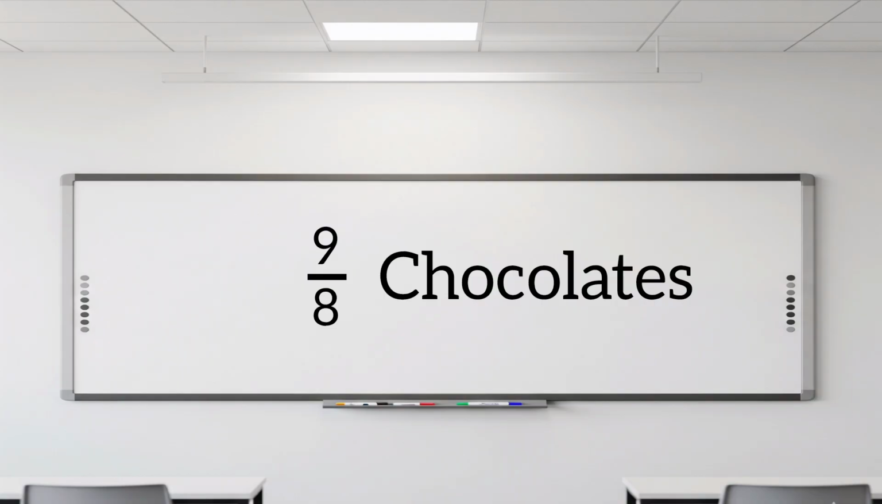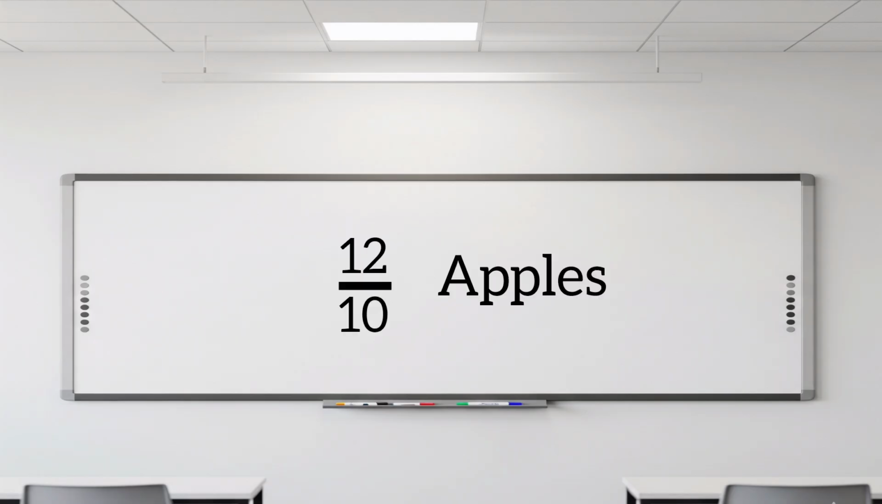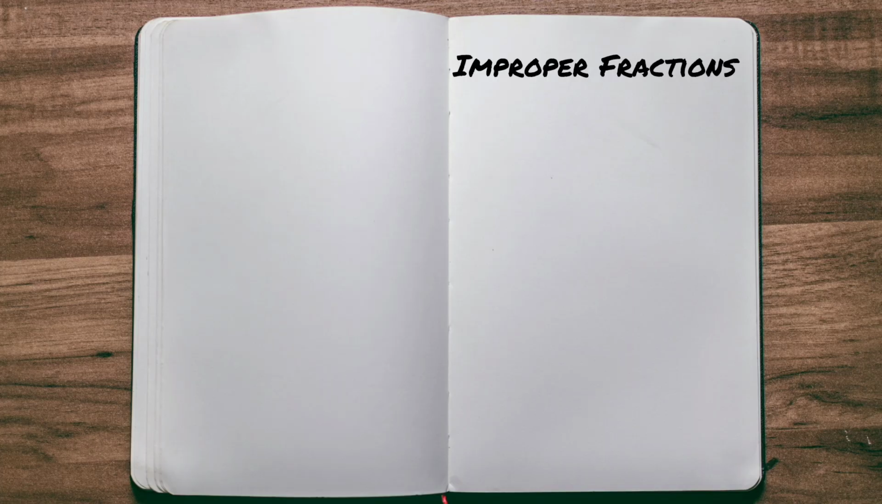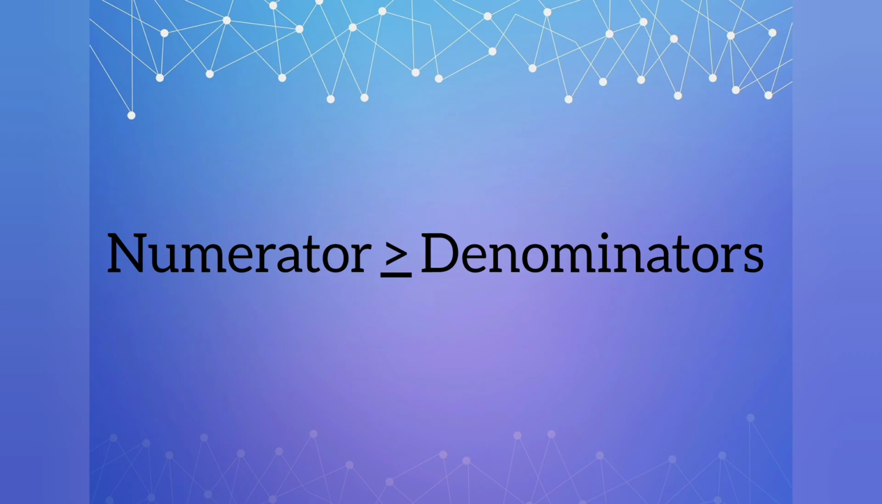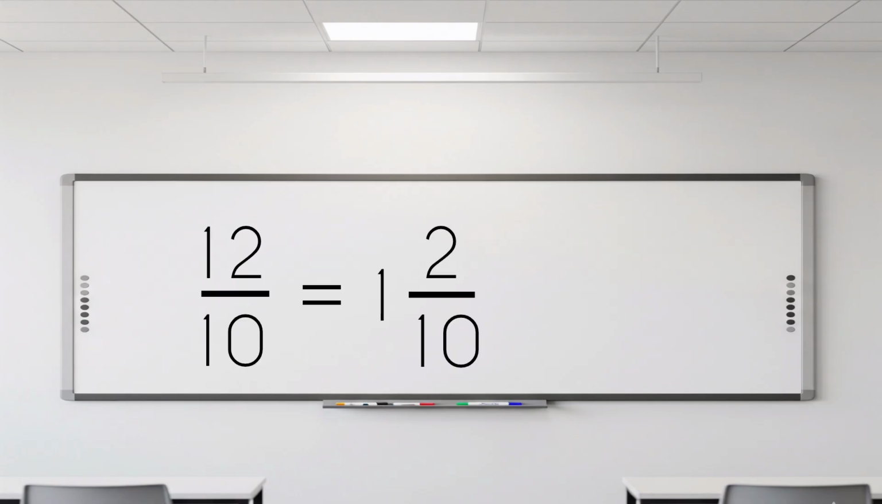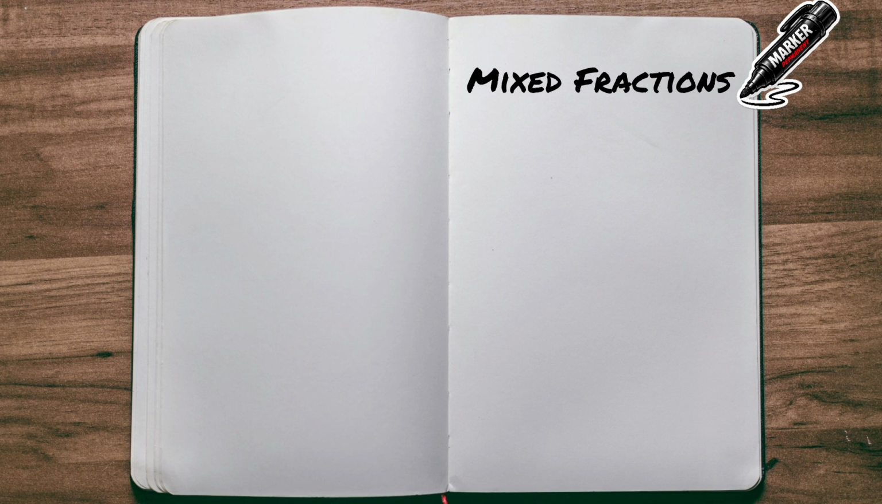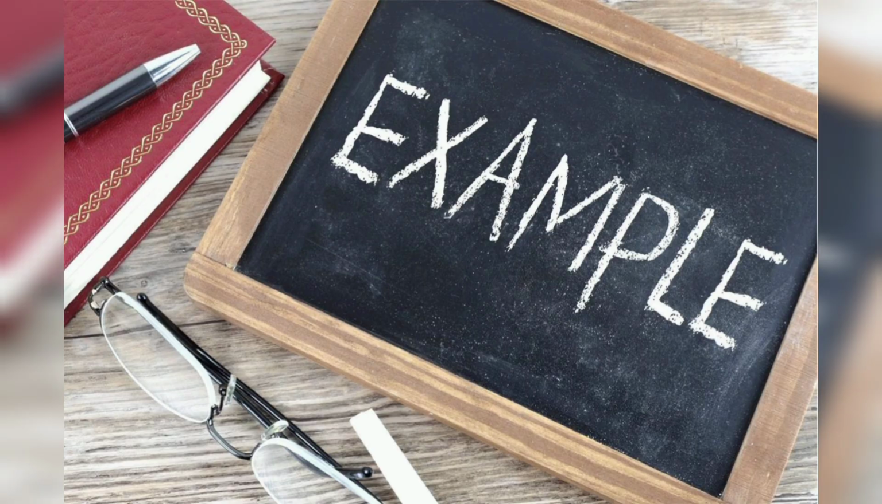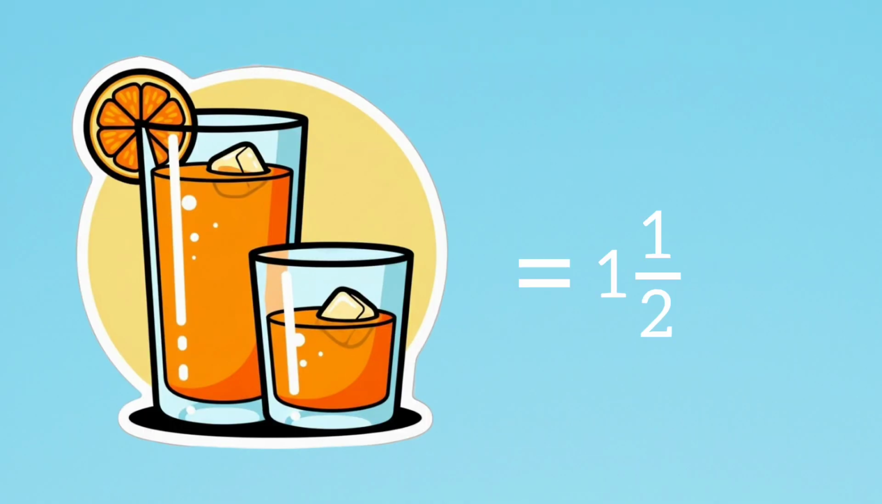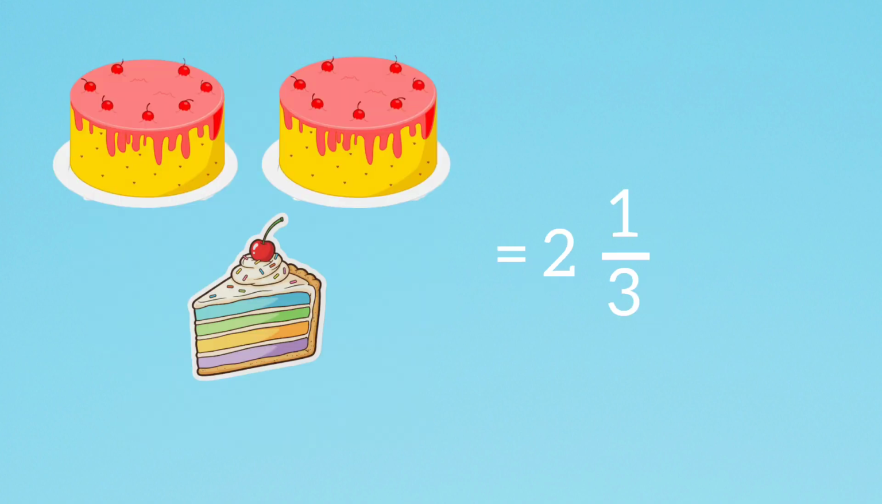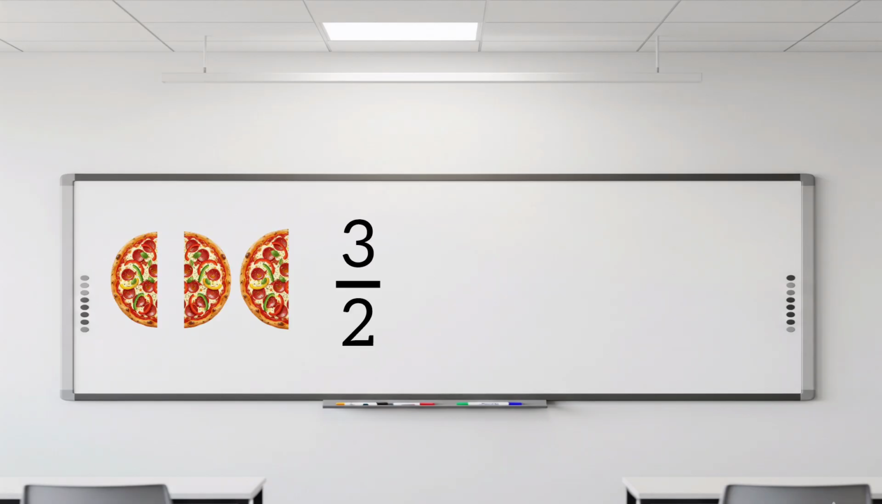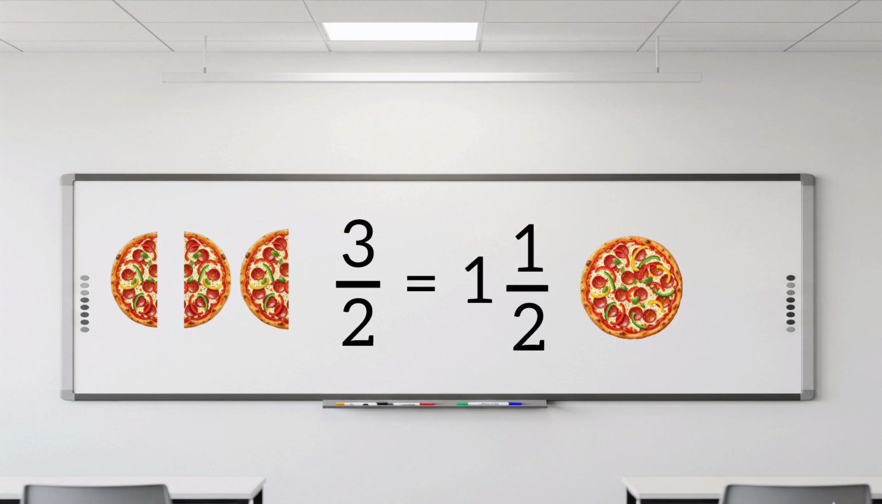Examples: 9/8 chocolates equals 1 bar plus 1 piece. 12/10 apples equals 1 whole set of 10 plus 2 extras. Improper fractions are big because they're at least equal to 1 whole. Improper fractions can also be written as mixed fractions. A mixed fraction is a whole number plus a proper fraction. Examples: 1½ glasses of juice, 2 1/3 cakes. So instead of saying 3/2, we can say 1½. Both are correct, just written differently.